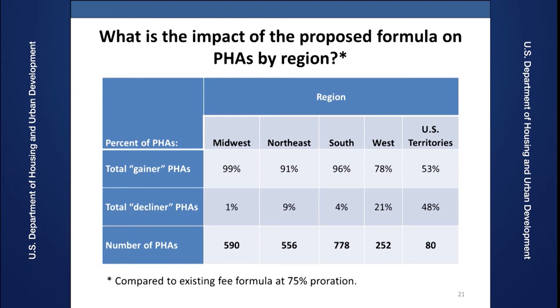And the PHAs in the territories tend to have below average values on three formula variables: the wage index, households with earnings, and new admissions. And they have much higher than average fees under the existing formula.